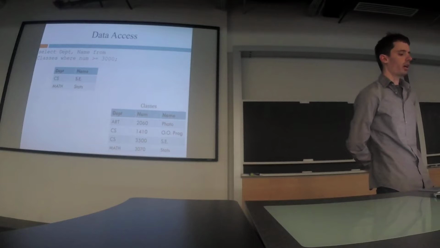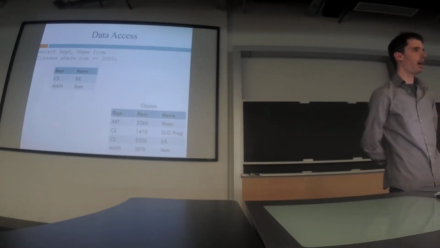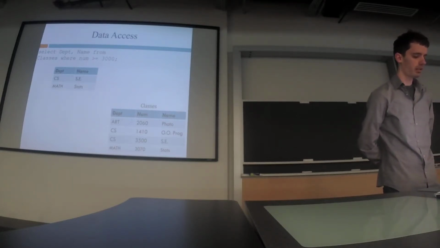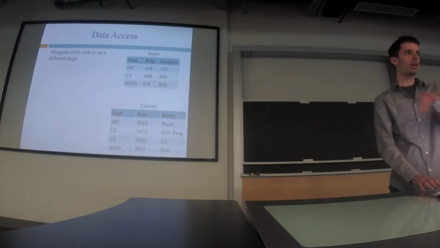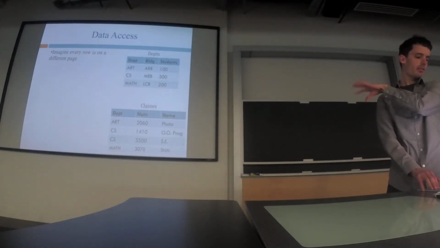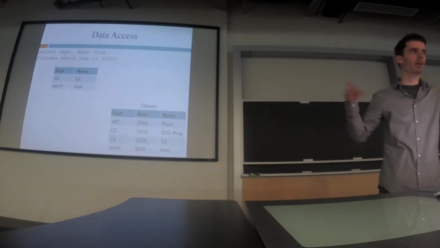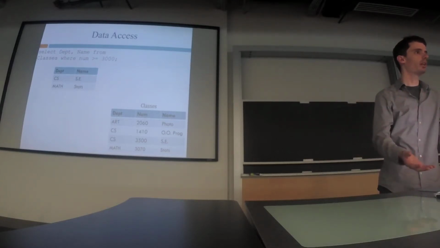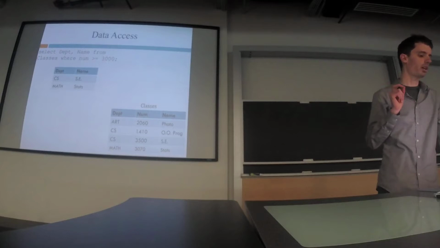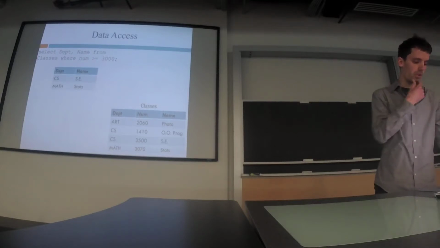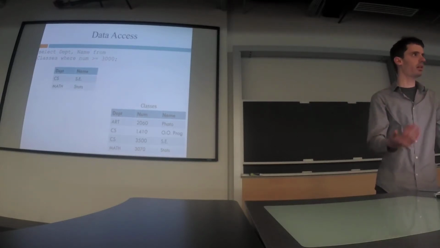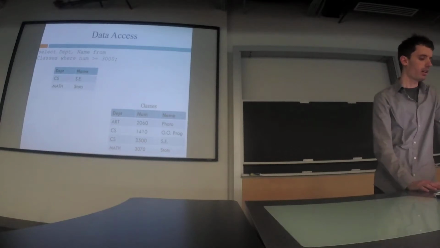So let's look at a query. Select department and name from classes. So for this query, I'm only looking at the bottom table, just classes, where num greater than 3,000. So this table up here is the result. This is what this query will return. So software engineering and statistics are the classes with num greater than 3,000.